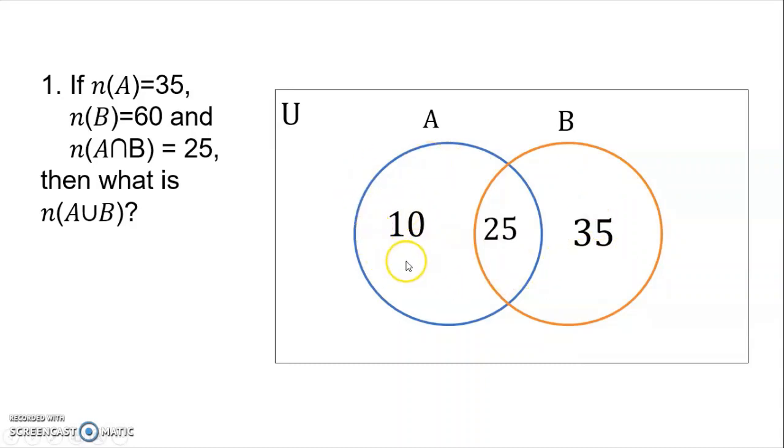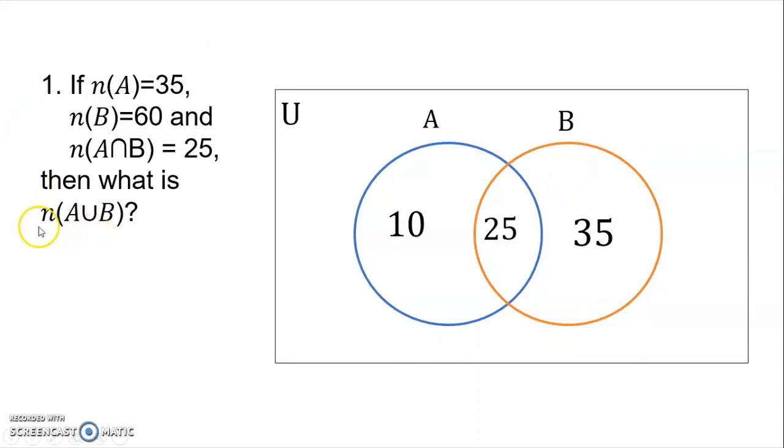Etong 10, this would be the elements that are in set A only. Yung 35, this would be the elements that are in set B only. Kasi, di ba, ibang region yan. Ibang region tong sa intersection nila. Ibang region din tong kay B only. Tapos, si 25, those are elements that are both in set A and in set B.